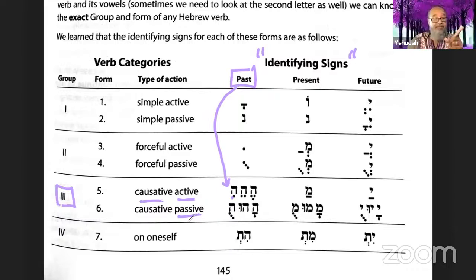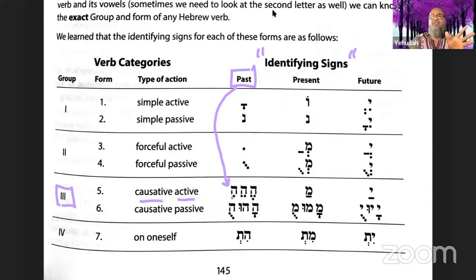One is actively doing something, causing someone to do something, and the other is something happening to you, someone else making you do something. So this one right here is what's left. It tells us that this is in group number 3, causative, and it's active. That's the part you have to understand. So your signs here are going to point you to the type of action. That's literally what these signs are for, because that's all they are.